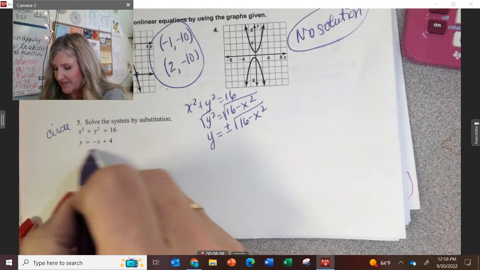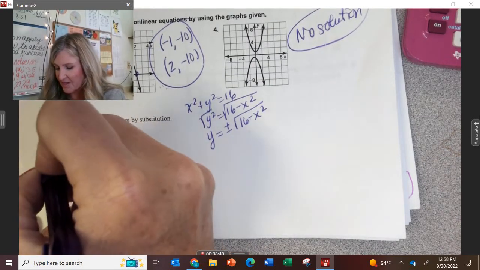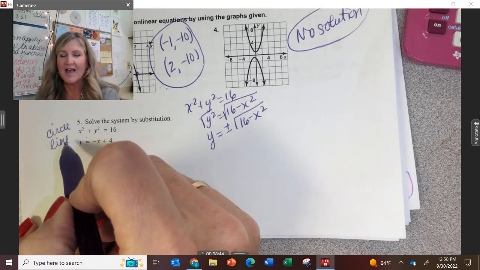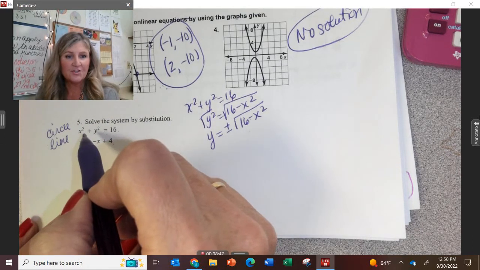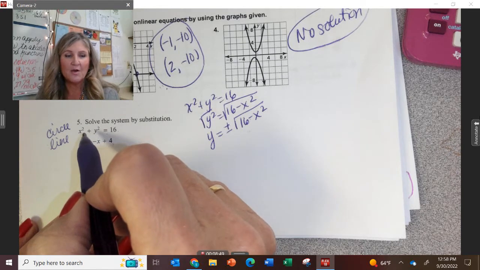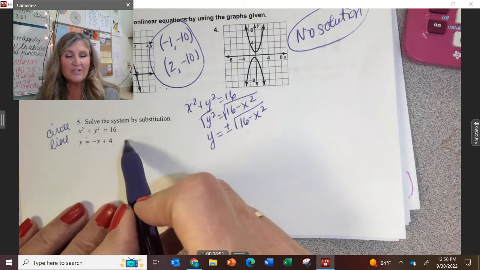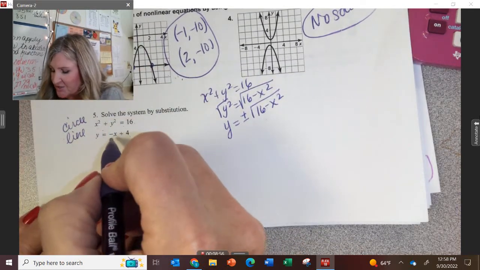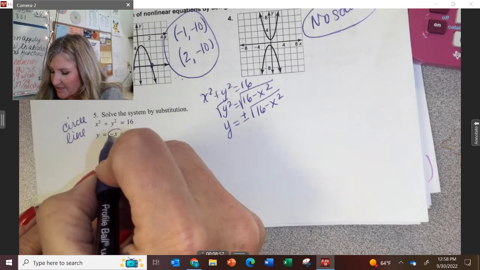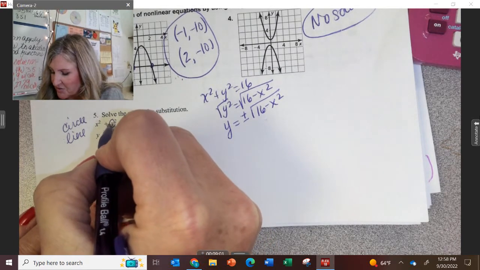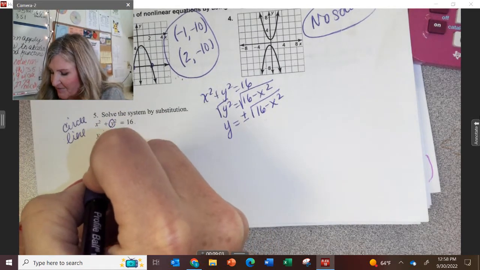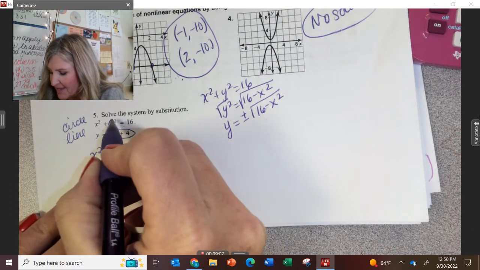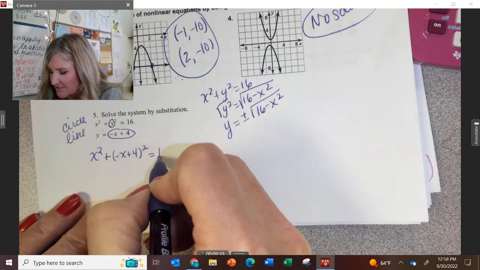And what is the other equation going to be, you guys? A line. And how many ways could a circle and a line have common values? 2, what else? 1 or 0. So we should either get 2, 1, or 0 solutions for this. Here's what I'm going to do algebraically. Y is equal to this, so I'm going to substitute that in for y. So I'm going to have x squared plus negative x plus 4 has to get squared equals 16.